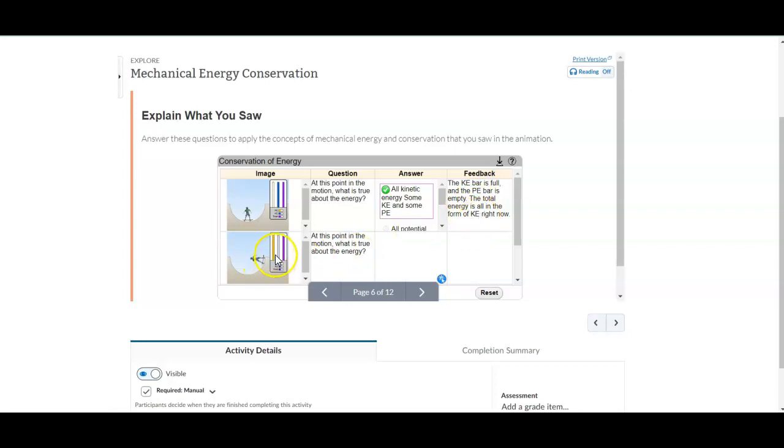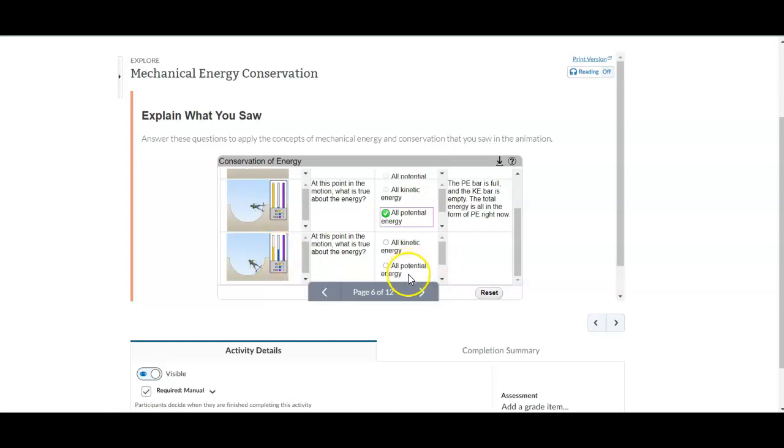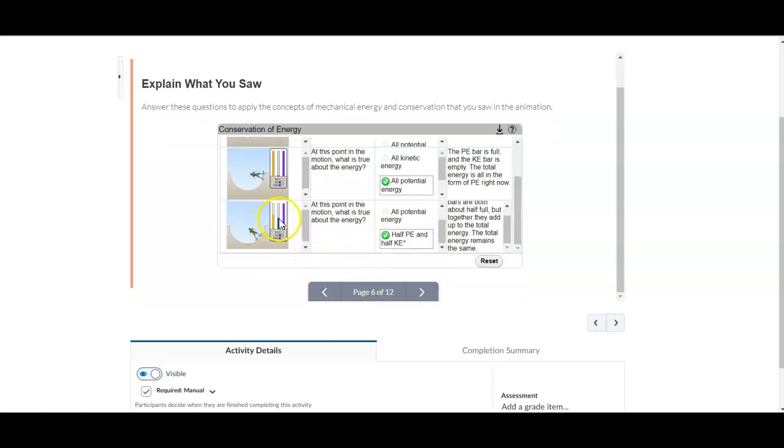So up here we can see that the potential energy bar is full. So if we look here, it's all potential. All right, so right here we can see he's not quite to the top, but he's gaining height. The PE is a little bit higher than the KE. So it's not all or nothing. It's almost half and half here. But if you added those up, if we had a number, you could fill one side with the other.